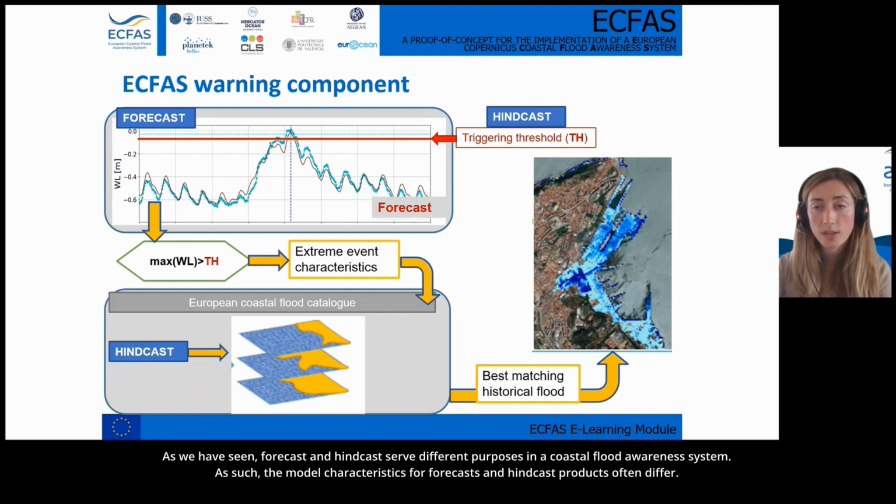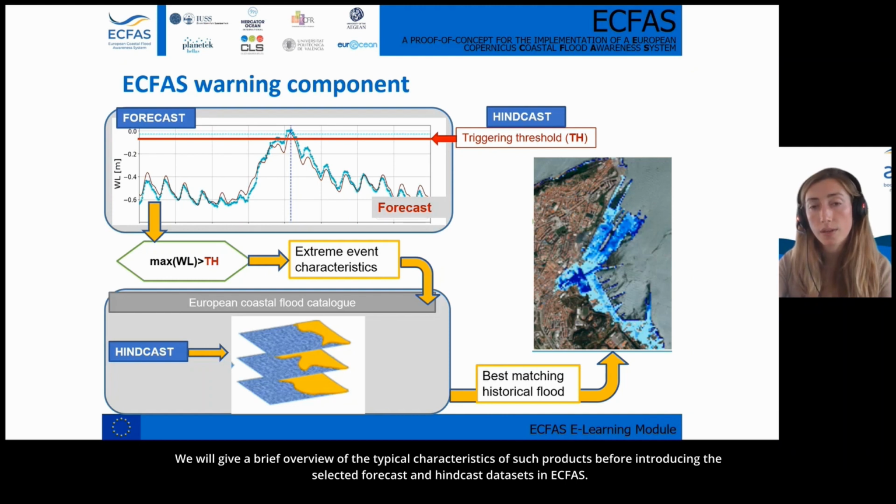As we have seen, forecast and hindcast serve different purposes in our coastal flood awareness system. As such, the model characteristics for forecast and hindcast products often differ. We will give a brief overview of the typical characteristics of such products before introducing the selected forecast and hindcast datasets in ECFAS.